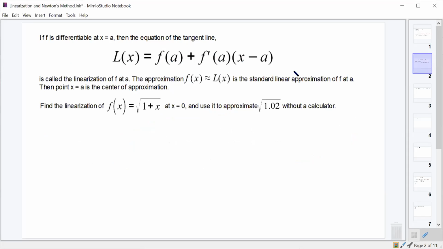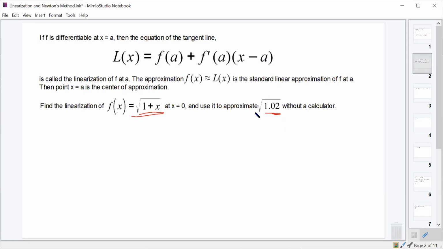And so what we're going to do is use a value of x that we are able to evaluate our function at. And then we're going to use the x value as the value that we want to know. So we're going to take the function f of x equals the square root of 1 plus x, and we're going to approximate that function at x equals 0.02 to approximate the square root of 1.02. And we're going to be able to do it without a calculator. And then we're going to see how close our approximation actually is.